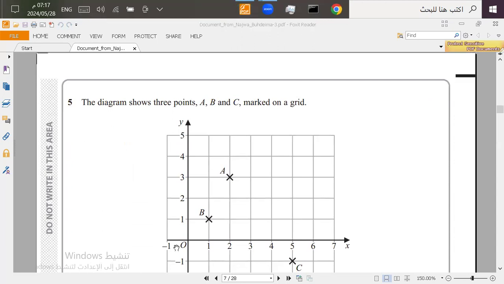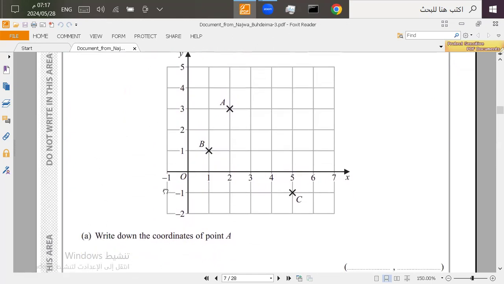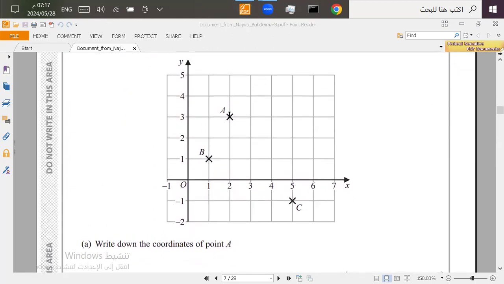Question 5. Here, the diagram shows 3 points, A, B, and C, marked on a grid like this. Write down the coordinates of point A. When you look at point A, the x is 2 and the y is 3. So the coordinates of point A will be 2 and 3, like this. When you take coordinates, focus on taking the x coordinate first, and the y next, and writing them inside brackets.